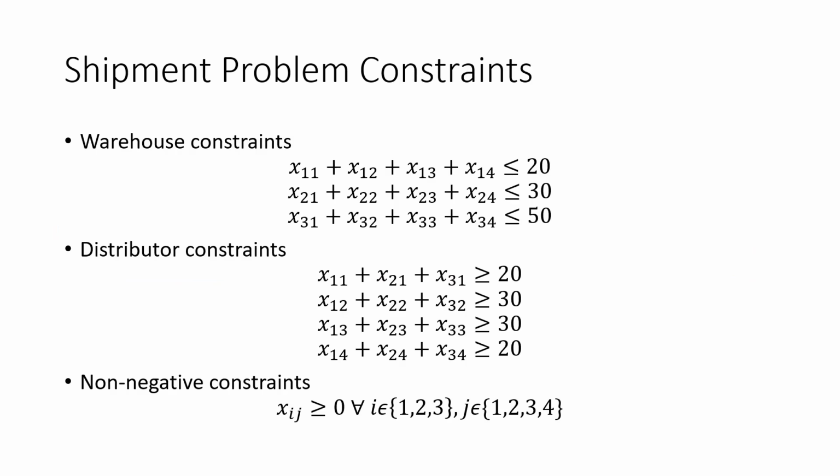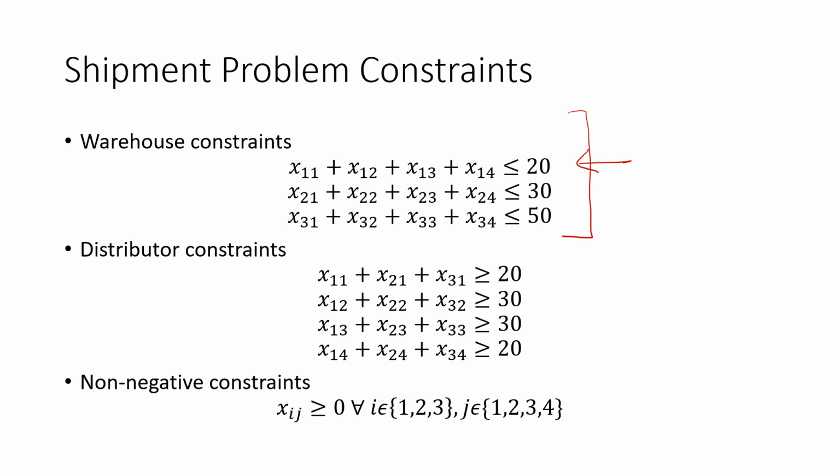What about my constraints? What's holding me back? Well, each warehouse only has so much stuff. Each distributor only needs so much stuff, and then my non-negativities. So, warehouse constraints. Warehouse 1 only has 20 units. Warehouse 2 has 30 units. Warehouse 3 has 50 units. So the amount of stuff I ship out of warehouse 1 can be no more than 20. So I get my first constraint, and then I get my constraints for my other 2 warehouses. I can only ship as much as I have.